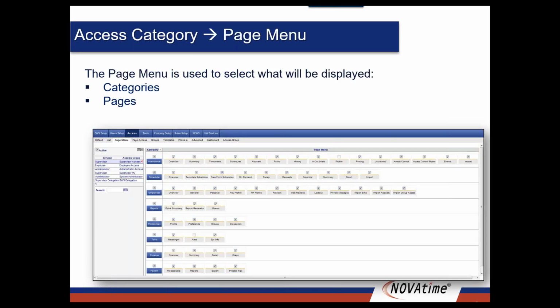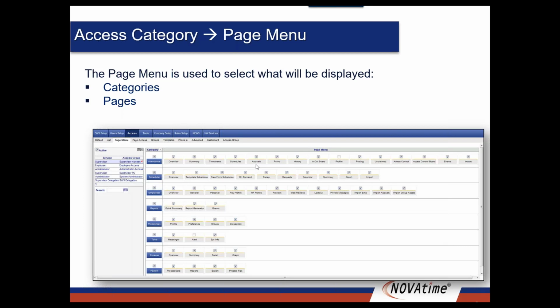So the first thing that we're going to tackle is the page menu. And here's the screen of that. This is where you decide, all right, for my supervisor access groups, which page menus do I want them to see? And then once I decide what those menus will be, I can decide which sub-pages they're able to see. As you're fine-tuning your access groups, this is where you can decide what your users can or cannot see.